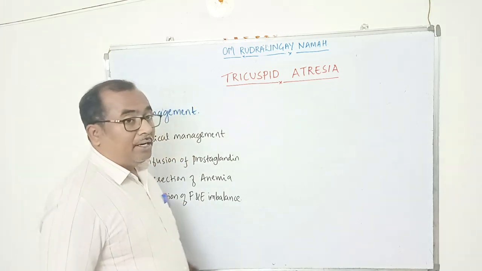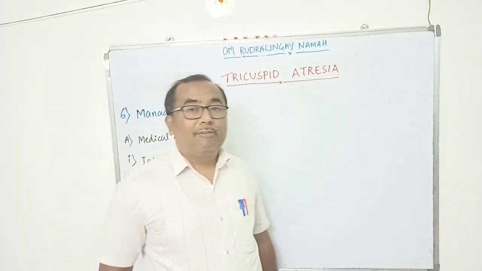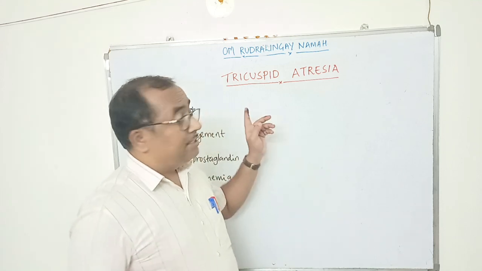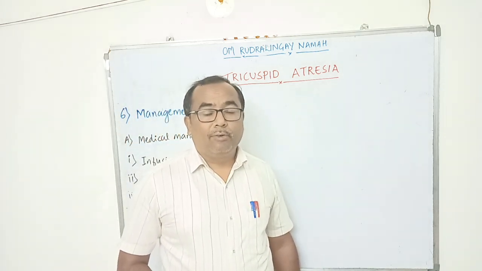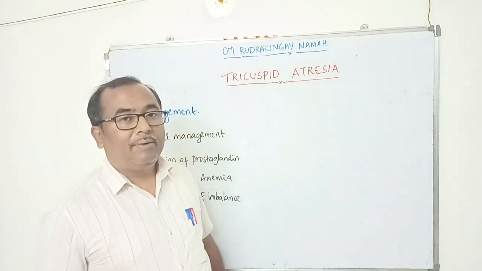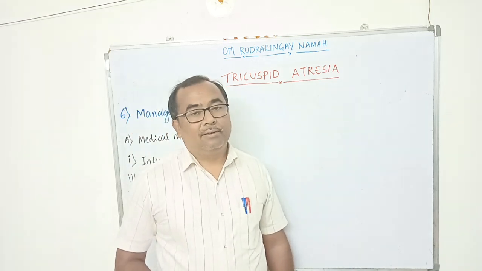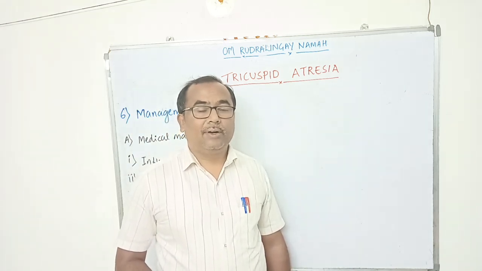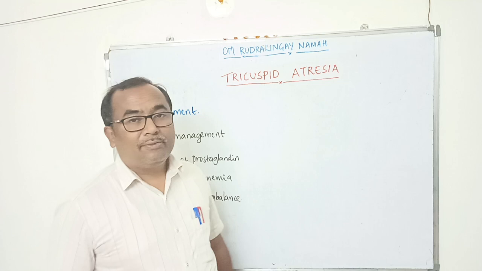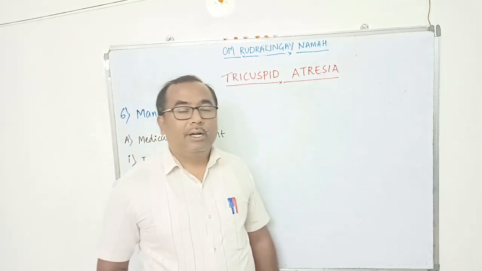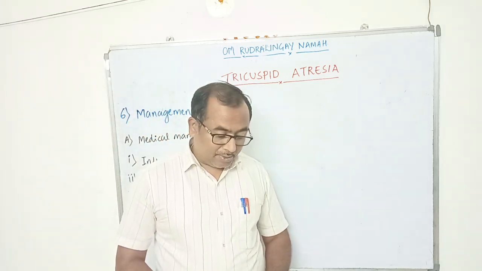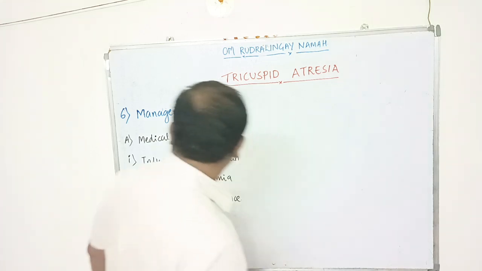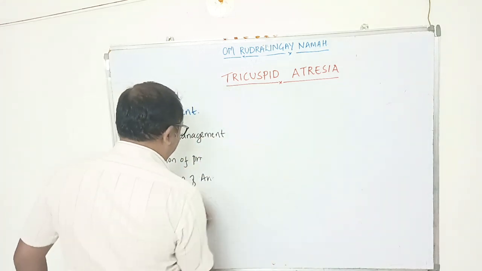Next is correction of fluid and electrolytes. So when the child is suffering from tricuspid atresia and if it is also suffering from fluid and electrolyte imbalance, we have to assess fluid level and serum electrolyte level, and if there is an imbalance we have to take action to correct the fluid and electrolyte imbalances. Okay, so this is all about the medical management.